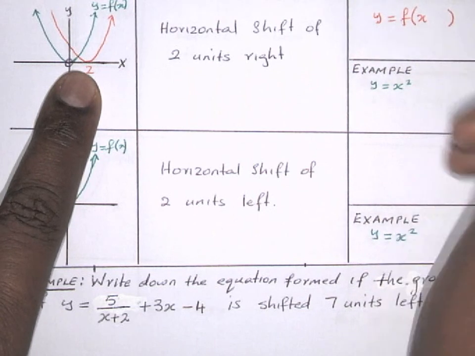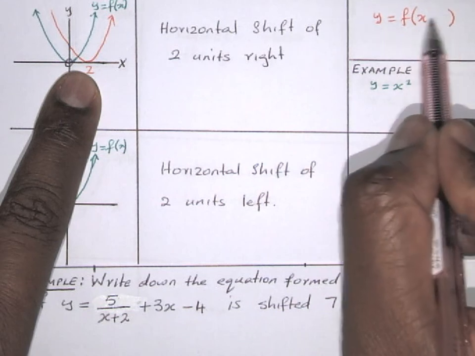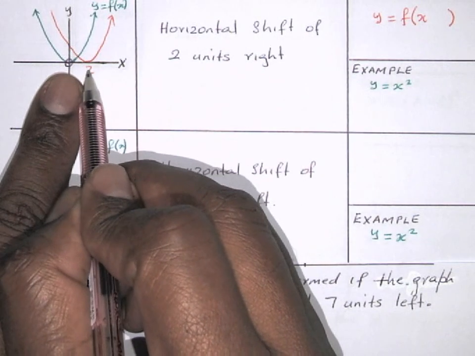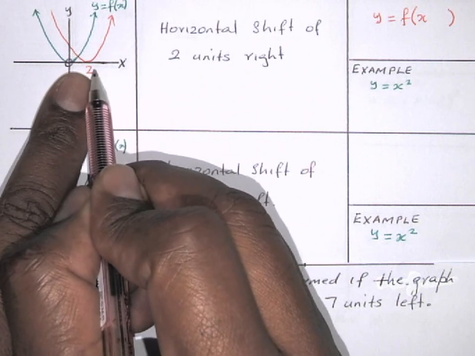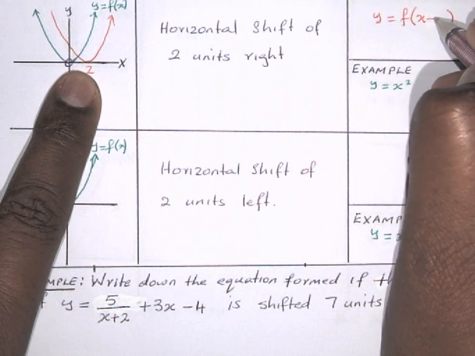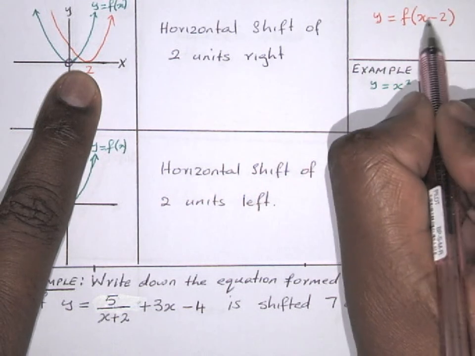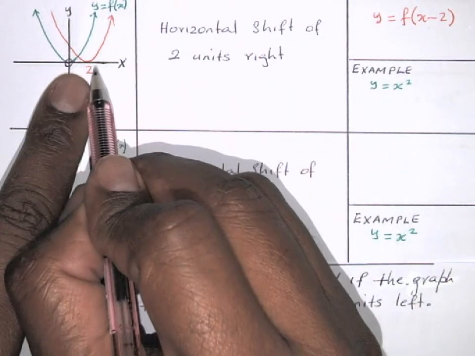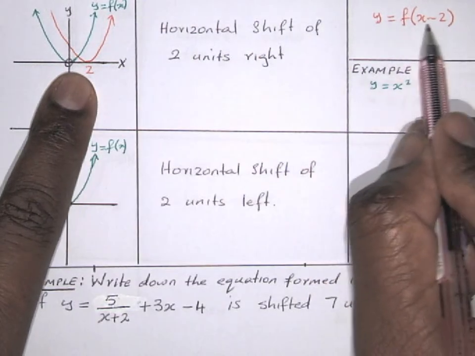So it must be inside the bracket now. So inside the bracket, remember, this is plus 2. So it moved 2 units to the right. What do we write inside the bracket? We don't write plus 2, we write minus 2. We write minus 2 because if we solve x minus 2, we will get a positive 2. So that's how we write it.